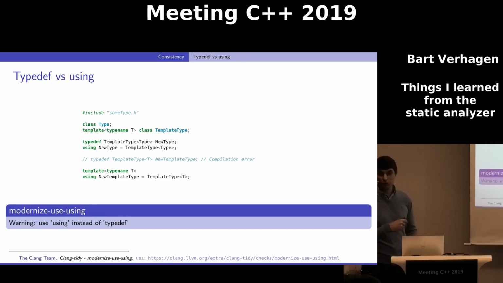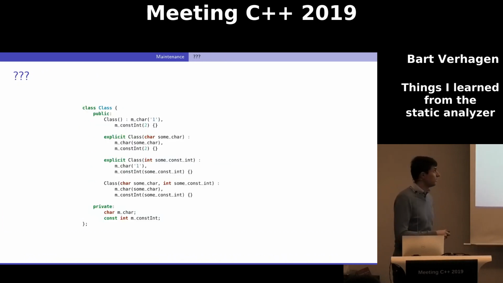And so as a result, on the long term, just using using everywhere, because it's just generic usage, will turn into more consistent code. Okay, next quiz.